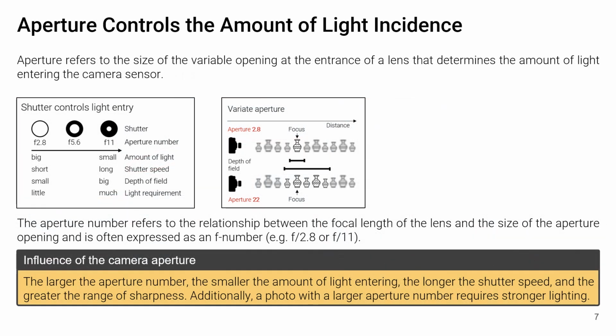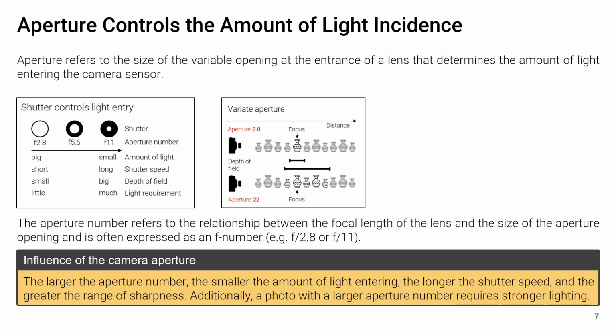The aperture, also known as the f-stop, refers to the size of the variable opening at the entrance of a camera lens that controls the amount of light entering the camera sensor. The aperture number is a representation of the ratio between the lens's focal length and the size of the aperture opening. It is often expressed as an f-number. A smaller f-number indicates a larger aperture opening, while a larger f-number indicates a smaller aperture opening. In general, we shorten the term aperture number to just aperture.